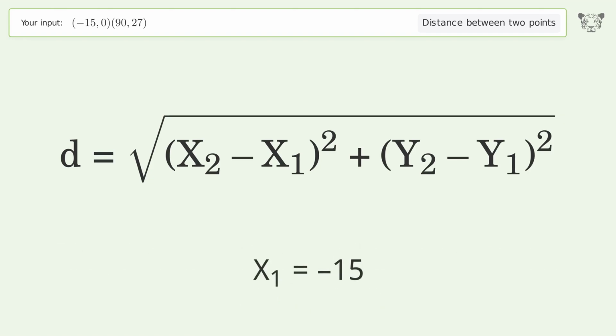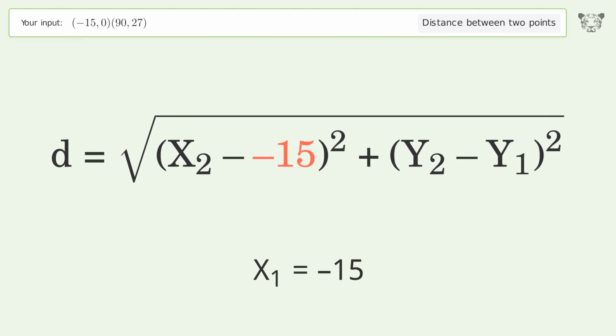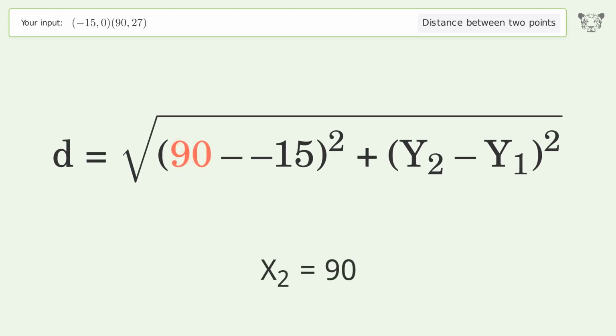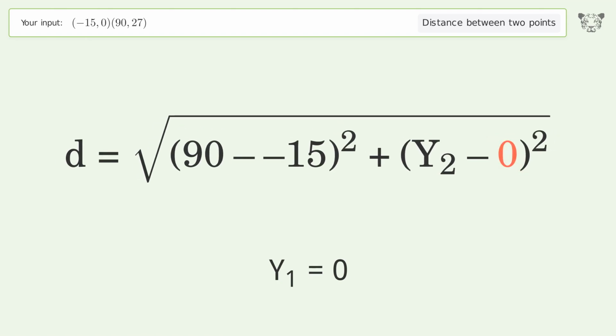x1 equals -15. x2 equals 90. y1 equals 0. y2 equals 27.